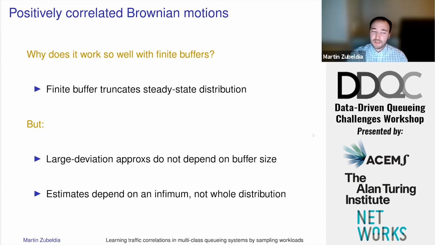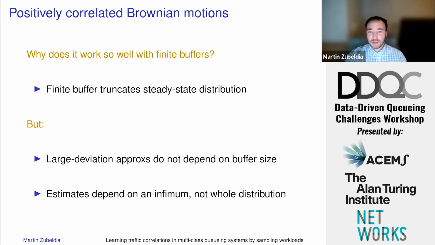And also the fact that our estimates actually depend on an infimum over buffer sizes, right? Not on the whole distribution. So as long as this infimum is given for a part of the distribution that wasn't truncated, then we should be good to go. It shouldn't be such a big issue. So that's why it doesn't matter that much. You can truncate it very harshly, and this still works pretty well, which we were very happy about.